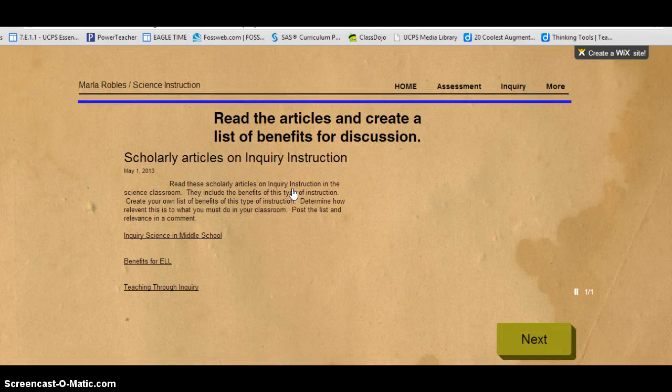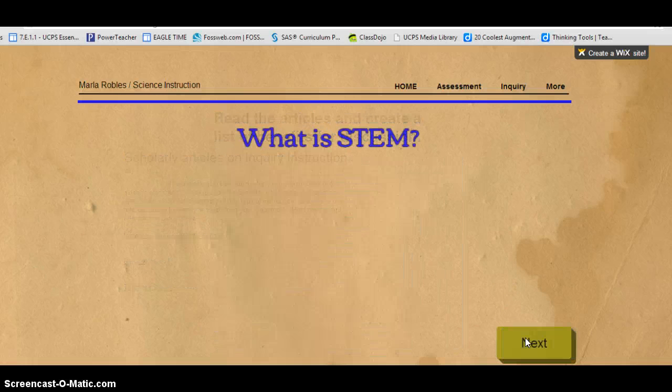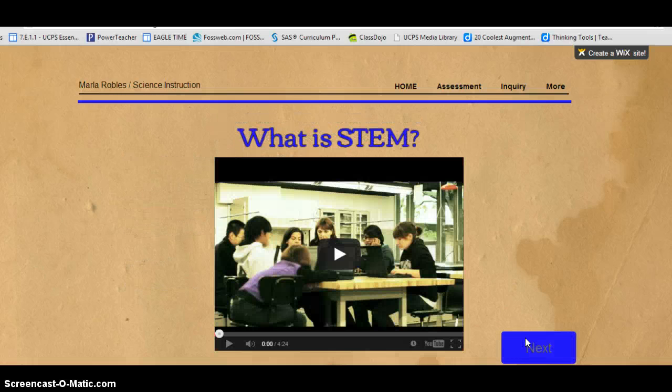we read more scholarly articles about inquiry-based instructions, what the benefits are for learners like ELL learners, what we should be doing in the middle school, those types of things. When we finished that, we edited our lessons to make them more inquiry-based lessons.